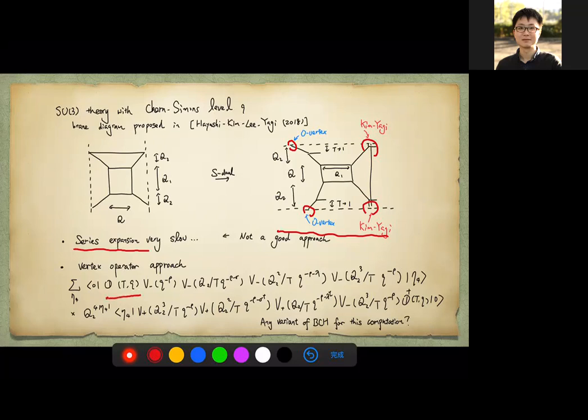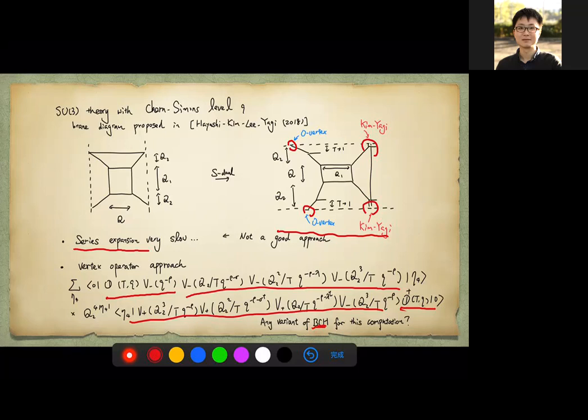It looks like a sandwich of two vertices and a bunch of V minus and V plus vertex operators. There might be some good version of the BCH formula that can do this kind of computation very easily, I hope. But at the moment, it's still not that easy to do this calculation for this SU3 at transience level 9.